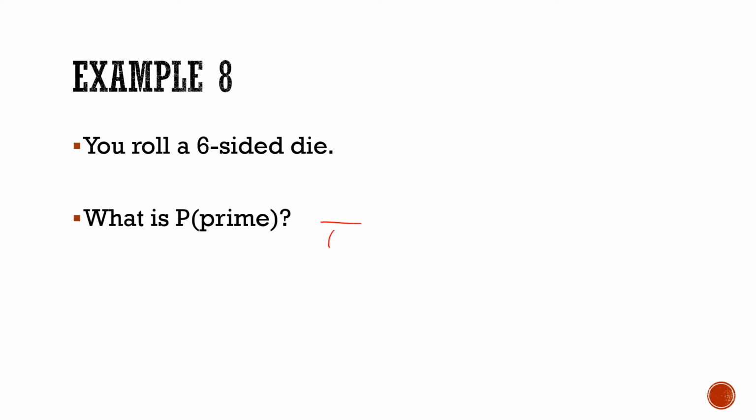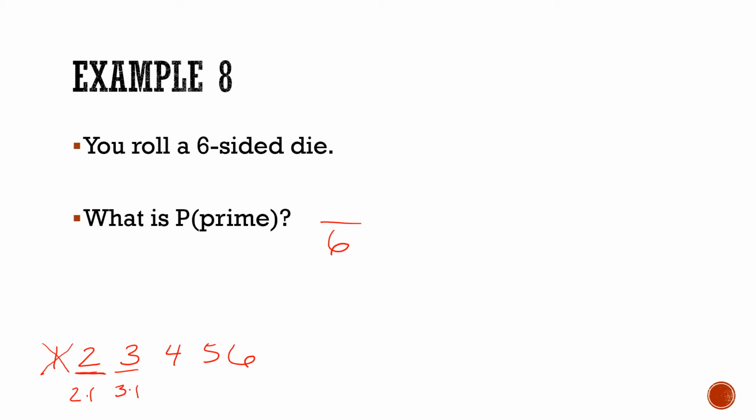So we know that there's 6 sides on the die. So how many of those numbers? We know that on the die there's 1, 2, 3, 4, 5, and 6. Okay, 1 is not a prime number. However, 2, the only way you can get 2 is 2 times 1, so that makes it prime. 3 is only 3 times 1.